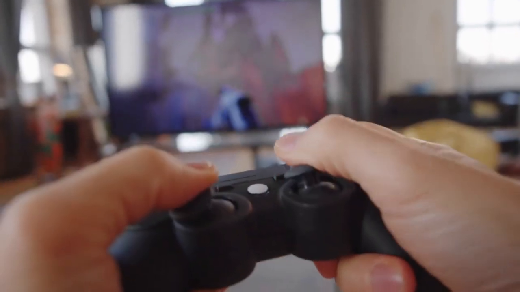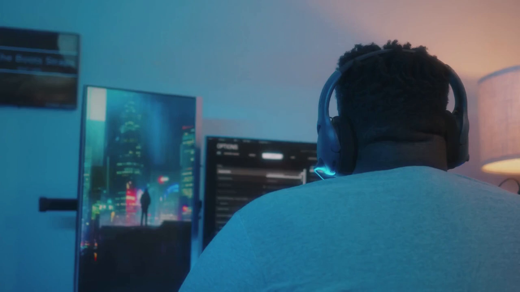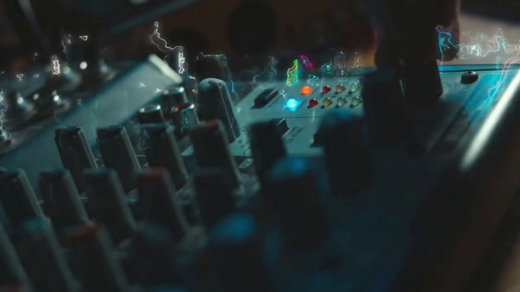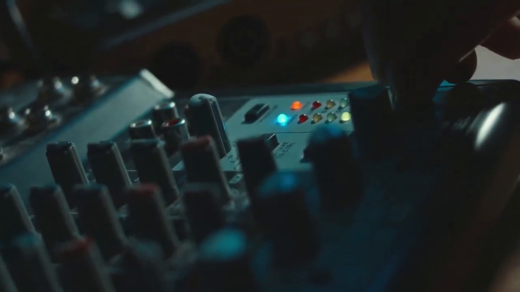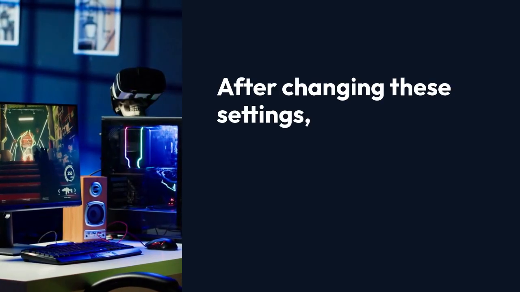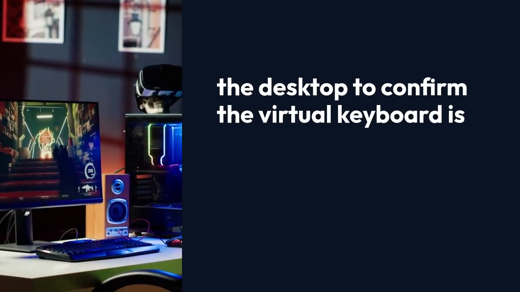Inside the settings, find and select Controller Settings. Here, you will see a few important options. The main one to look for is a checkbox that might say something like, Use the Big Picture overlay when using a Steam input-enabled controller from the desktop. You should uncheck this box. This often prevents Big Picture mode's keyboard from activating when you're not actually in the mode itself. Another setting to check in this area is Guide Button Focuses Steam. Make sure this option is either disabled or is not set to open any keyboard. After changing these settings, you can exit Big Picture mode and test your controller on the desktop to confirm the virtual keyboard is finally gone.